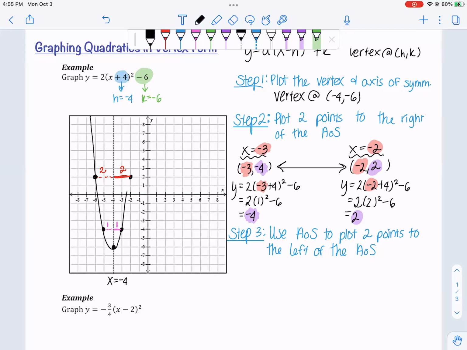Come on, Notability, you can do it. You know that it's a parabola.